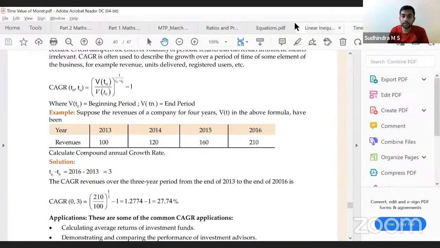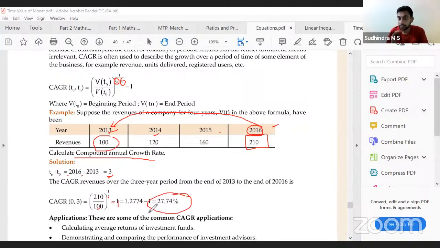So this is one of the examples. They have given us the revenues of 4 years, 13, 14, 15, and 16. They are asking us to calculate CAGR. So how are we calculating the CAGR? Value at the end of the period, value at the beginning, last year and first year. So 210 divided by 100 to the power of 1 divided by last year minus first year, that is 2016 minus 2013, 3 years. So (210 by 100) to the power of 1 by 3, minus 1. That is the percentage of CAGR. That is how CAGR would be computed.